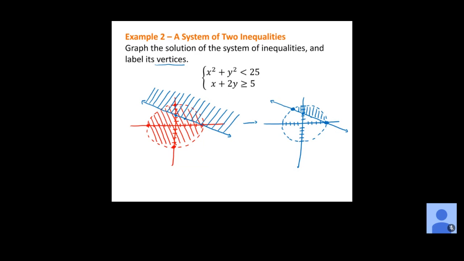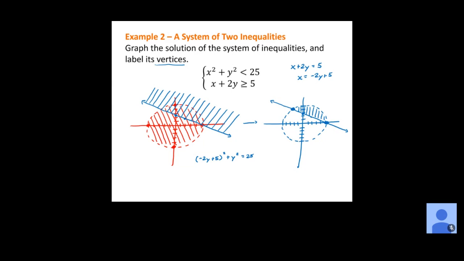I'm going to think of these as equations at this point, and I'm just going to solve the second one for x. So I have x plus 2y equals 5. I'm going to move my 2y, so that gives us x equals negative 2y plus 5. Now I can substitute that into the first inequality. Again, I'm going to think of it as an equation to actually find the points of intersection. So if we do that, we're going to have negative 2y plus 5 squared plus y squared equals 25.